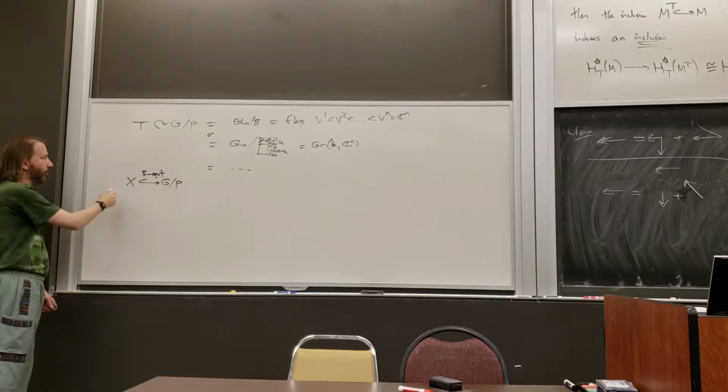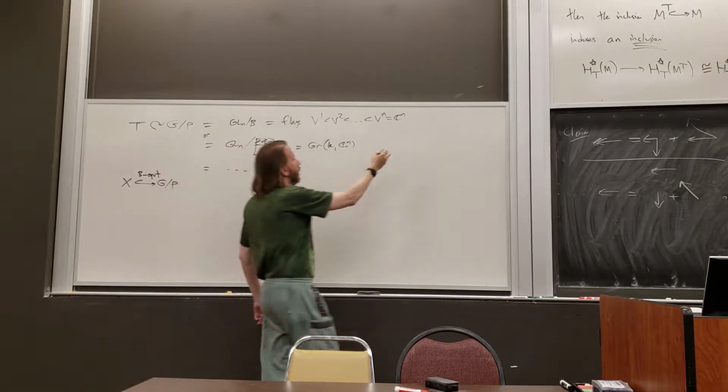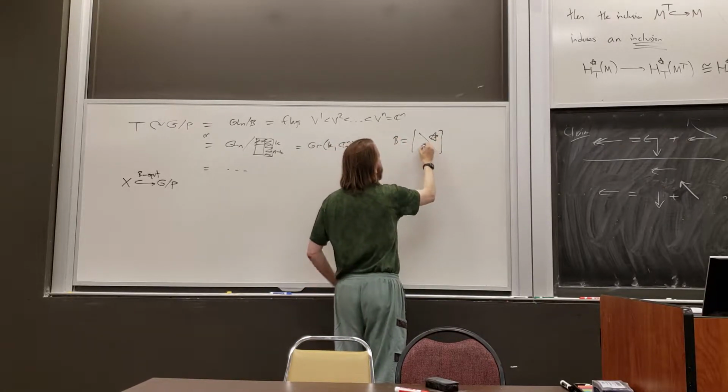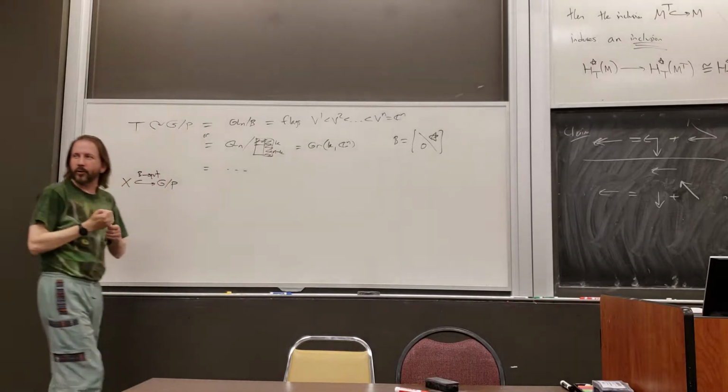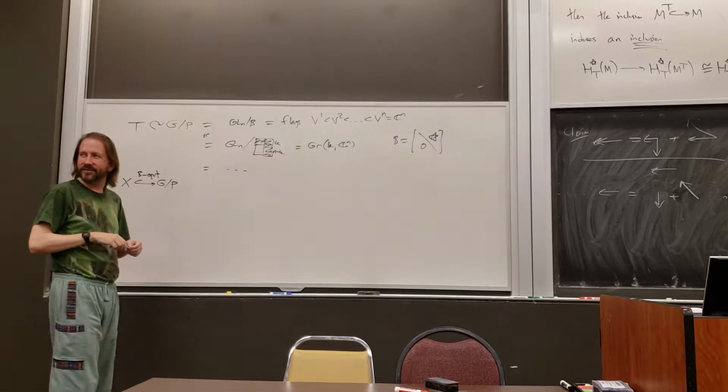Or put another way, I want B here as, well, for me, B is probably going to be upper triangular instead of lower triangular. So no? Should be lower triangular? Whatever you prefer.